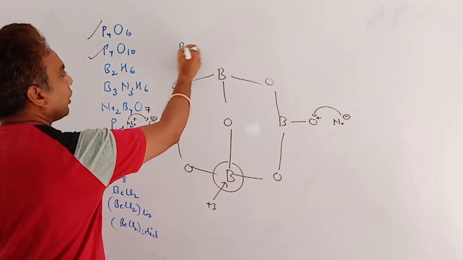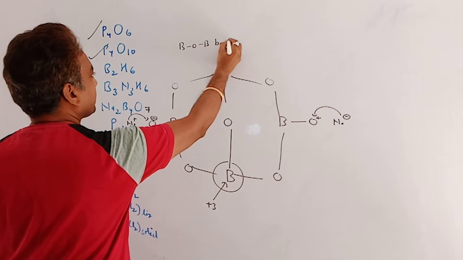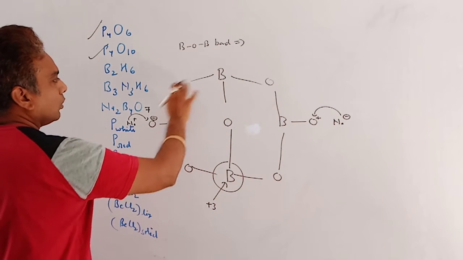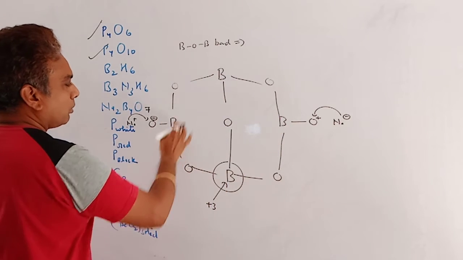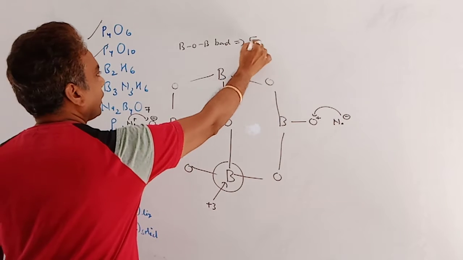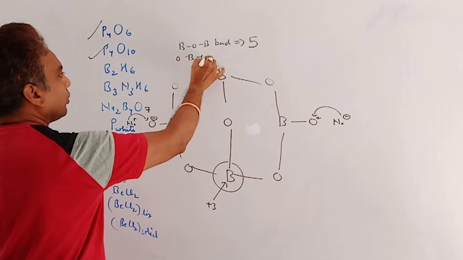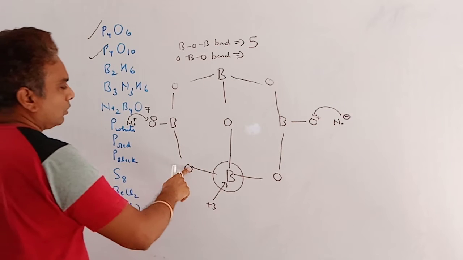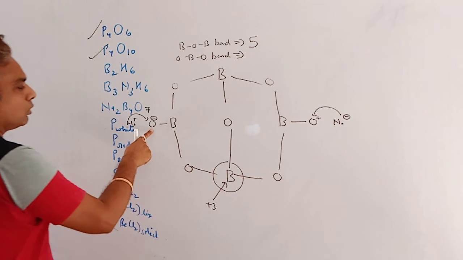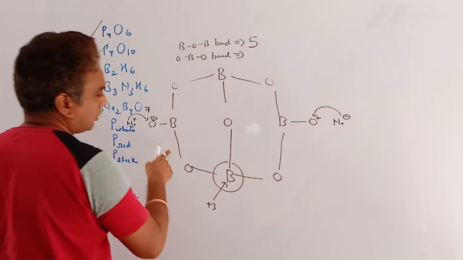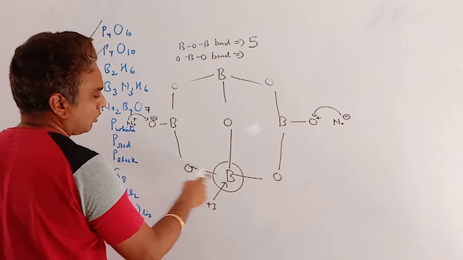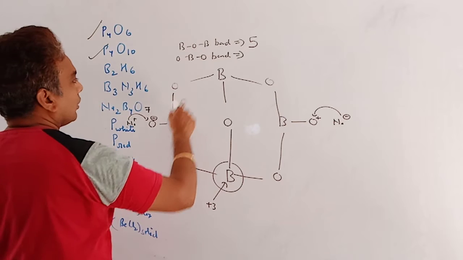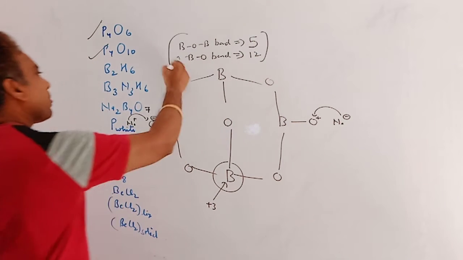So in this molecule, how many BOB bonds? BOB, BOB, BOB, BOB and BOB. So we have 5 BOB bonds, and how many OBO bonds are present? OBO, OBO, OBO, 3 in each. So 3 OBO, OBO, OBO, 3. So 12. Clear?